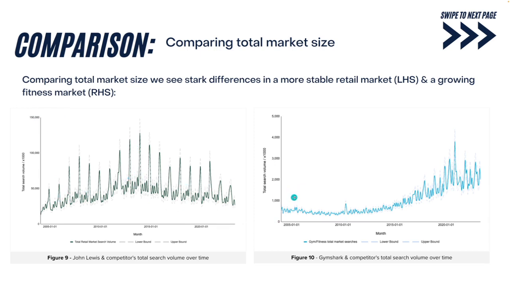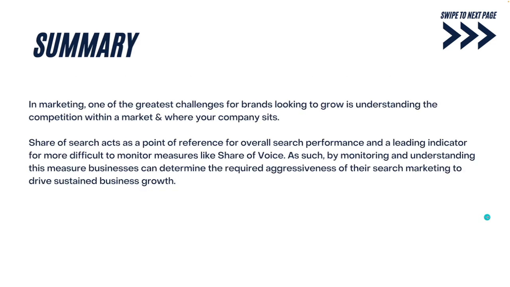Whereas the Gymshark fitness market has seen a total increase in its overall search volume, which is super interesting to see. So the overall retail landscape that had John Lewis within it is stable, whereas the fitness or growing gym market has increased dramatically over the last 5 to 10 years. From that, we can try to understand, okay, where is the opportunity within the market? Obviously, this is isolated to the specific competitors that we're choosing, but a super useful indication nonetheless.